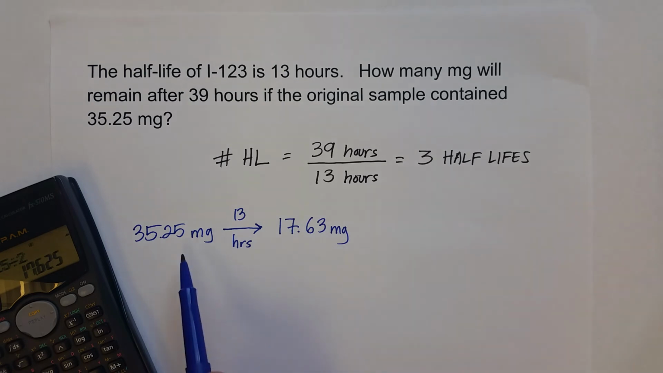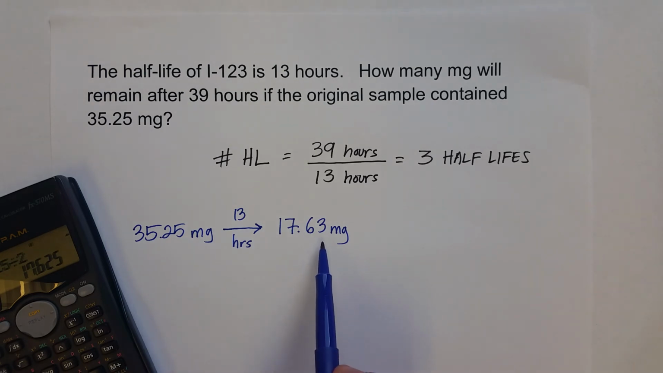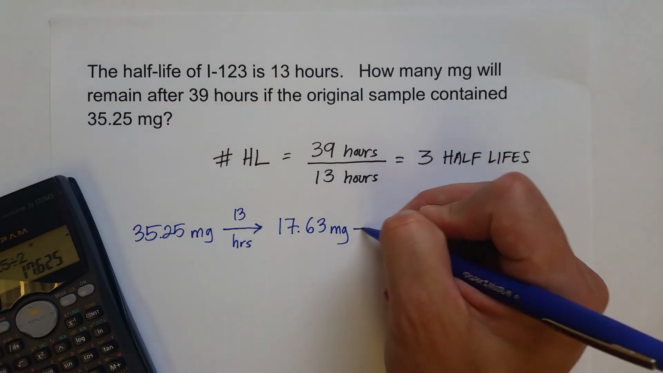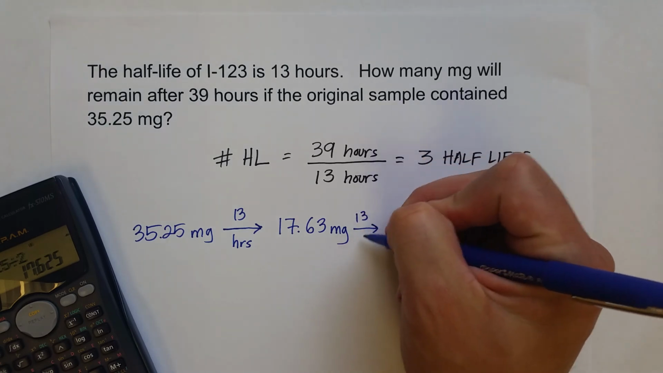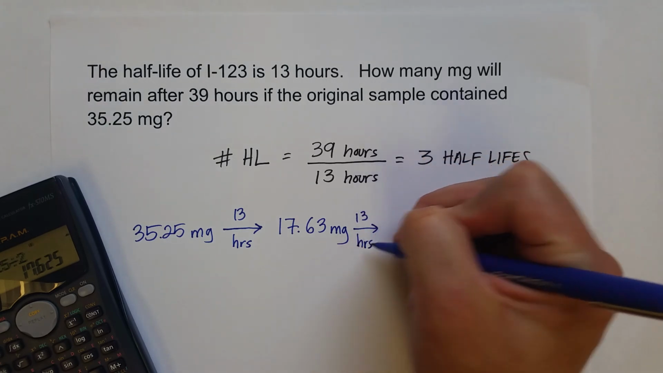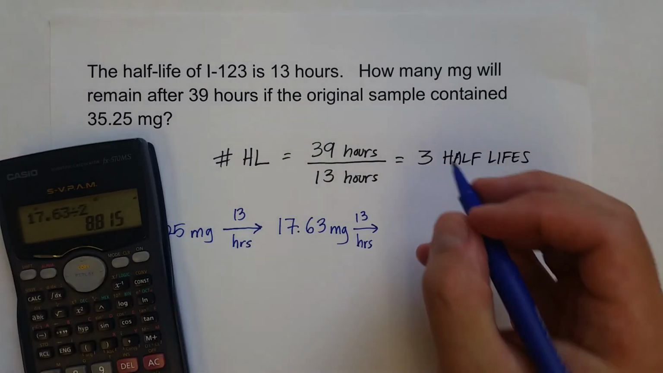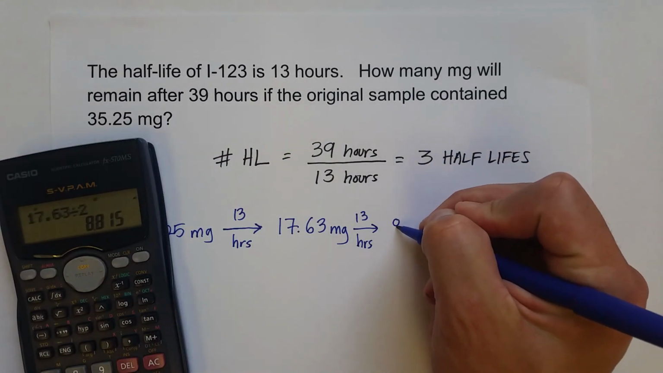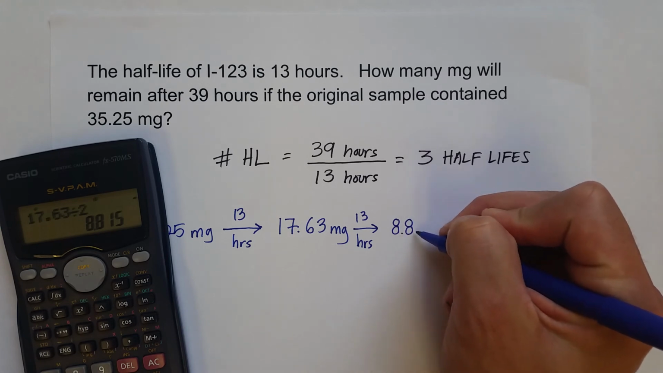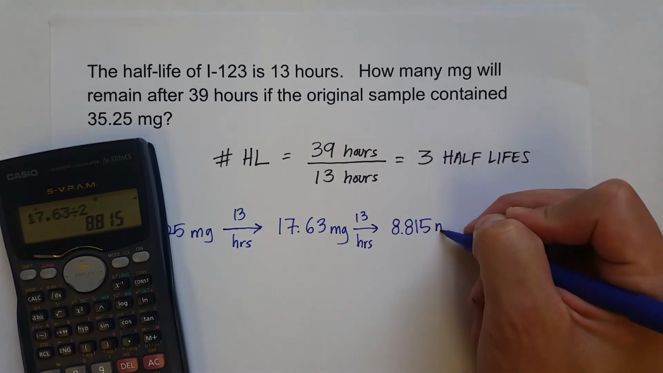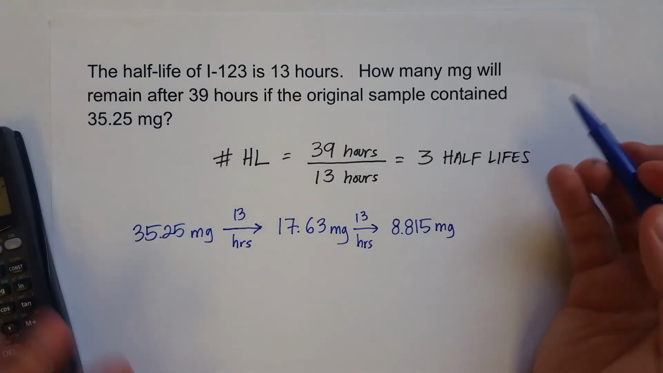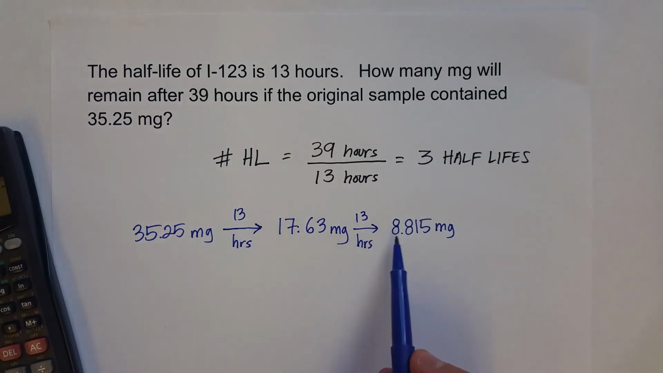All right. So one half-life has passed, or 13 hours. How much will be left after a second half-life, or 26 hours? Well, we'll just take that 17.63, divide that by 2, and we get 8.815. So if this question had asked for 2 half-lives, that's how much would be left.